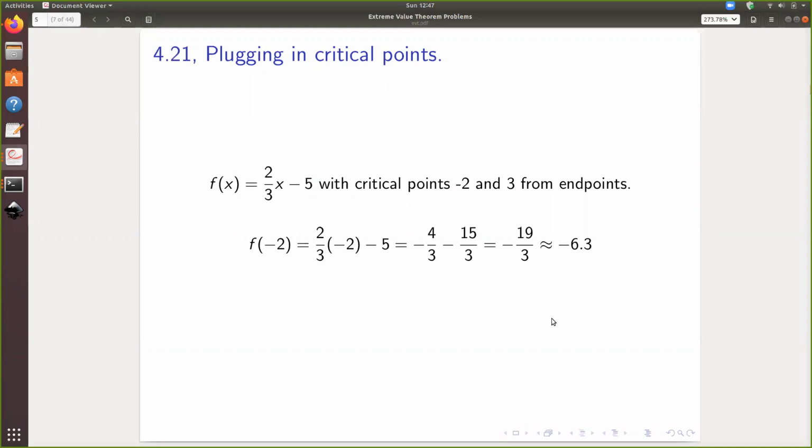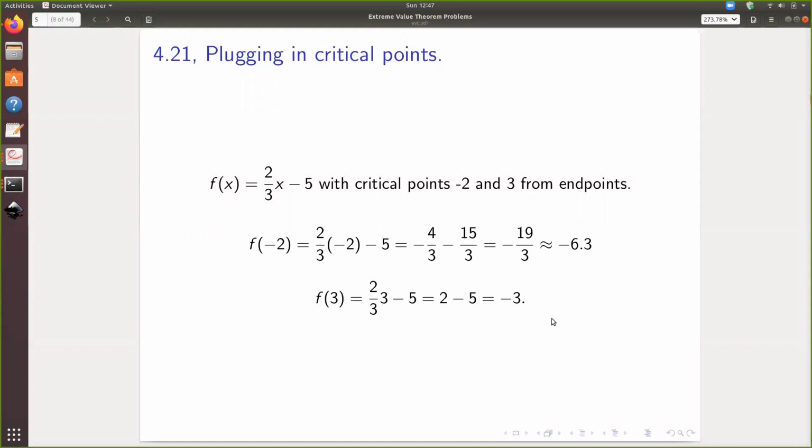Let's plug in -2. So f of -2 equals 2/3 times -2 minus 5. That's going to equal -4/3 minus 15/3. Just messing around with the 5. Combine those, we get -19/3. And then throw that in a calculator, and you get -6.3.